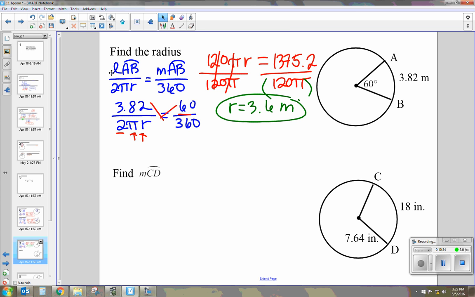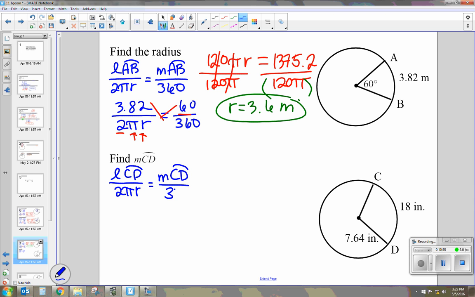Okay, next up, I'm going to be looking for the measure of the arc. Remember the degrees. We can still use our proportion. So I'm going to write down my proportion, the length of arc CD over 2 pi r equals the measure of arc CD over 360. The length in this case is 18. 2 times pi times the radius, which is 7.64, equals the measure, but we don't know the measure, so we're going to put an x over 360.